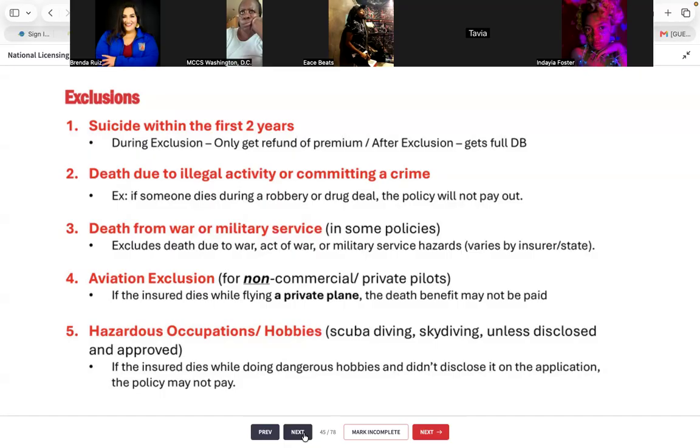So things like that can be excluded from your life insurance policies, right? Imagine the insurance company now has to pay because somebody was negligent, right? They're not interested in that. So those things may be excluded from a life insurance policy.